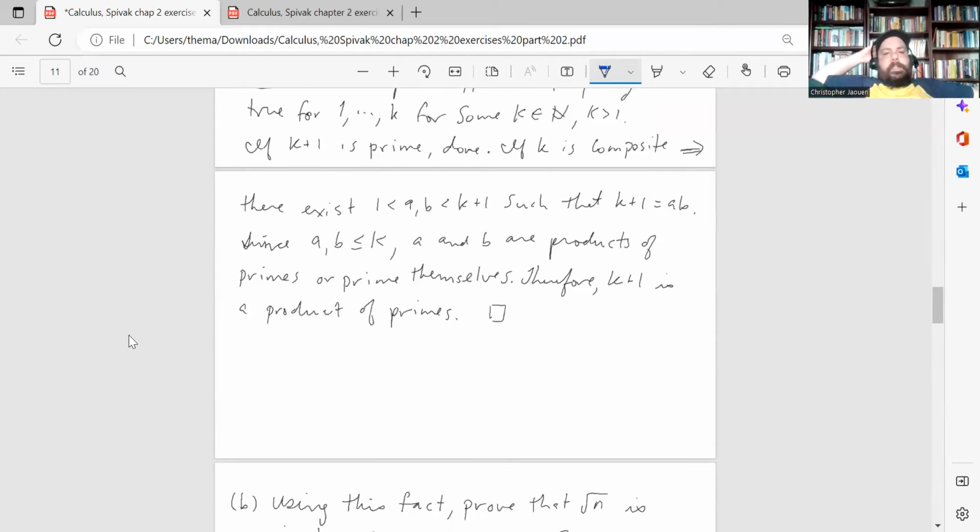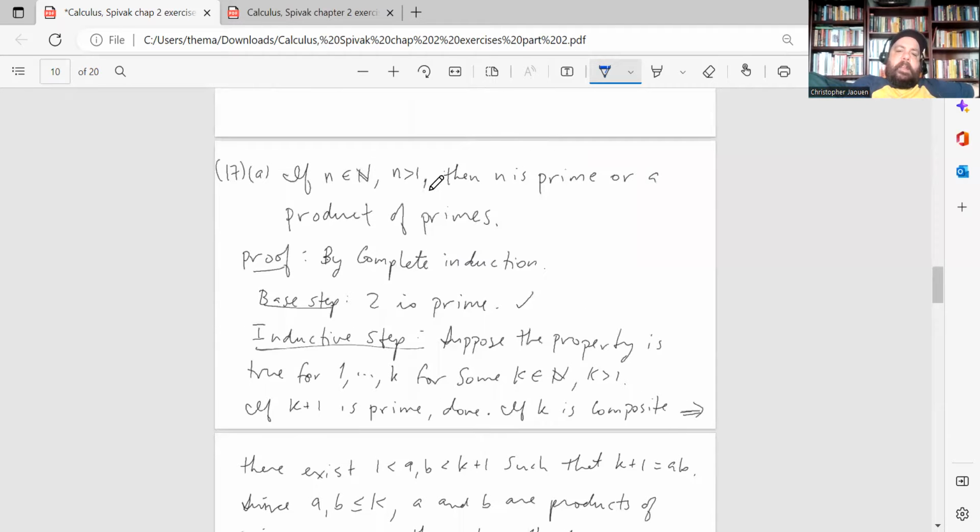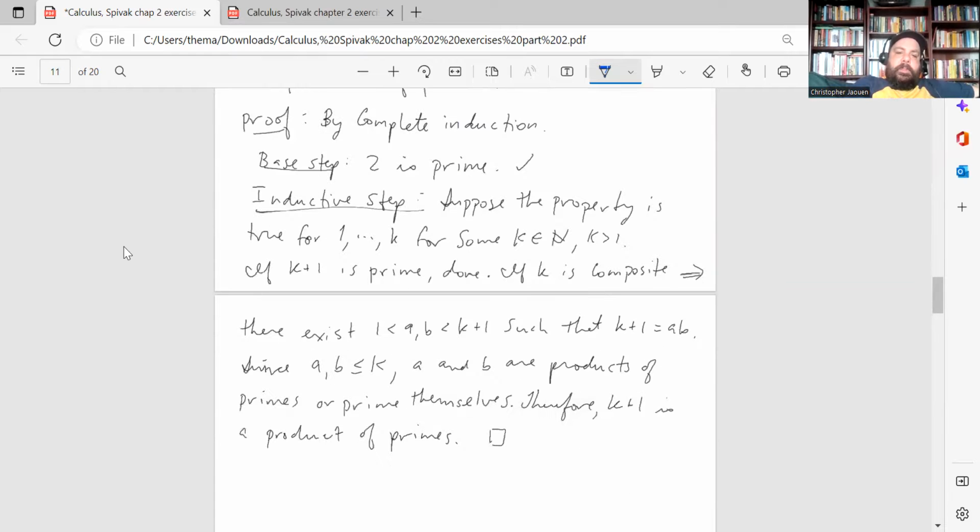Okay, then that means that there exist two natural numbers, a and b, that are greater than 1 and less than k plus 1, such that k plus 1 is a times b. And since a and b are both less than or equal to k, that means that a and b are products of primes or primes themselves. Therefore, k plus 1 is a product of primes. Okay, so that shows that every natural number is a prime or a product of primes.